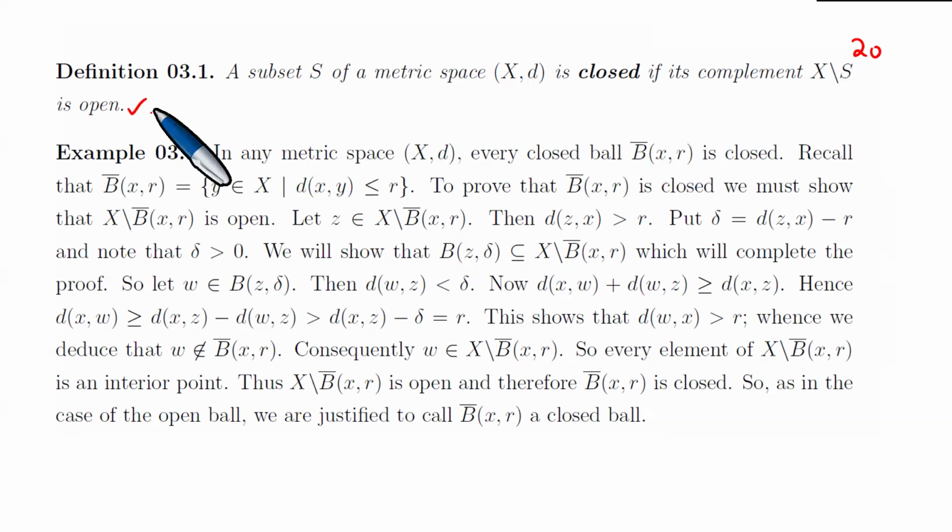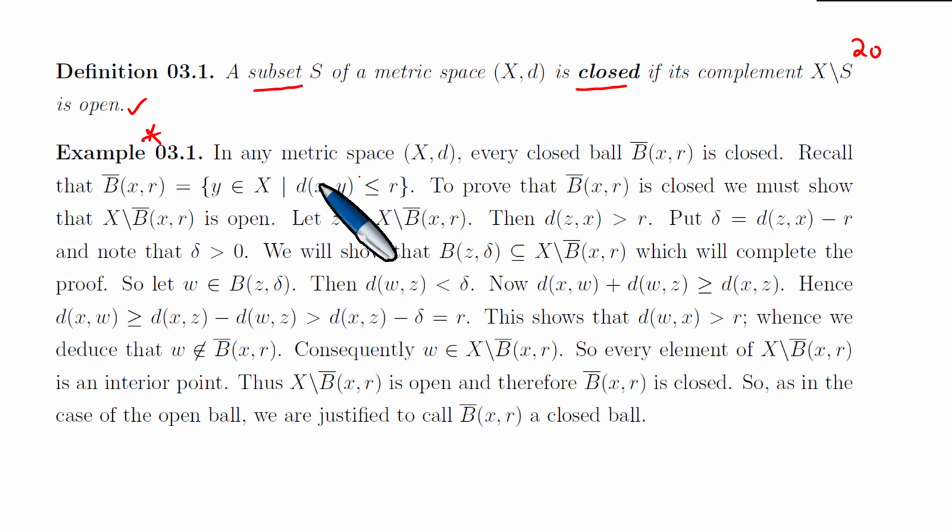Now, definition 03.1: a subset S of a metric space (X, d) is closed if its complement X minus S is open. This is very important. It gives a characterization of what you call a closed subset S of a metric space, but it's defined in terms of the open set. So what is a closed set? A subset S of a metric space (X, d) is closed if its complement X minus S is open. If that is the case, then we're dealing with a closed set.